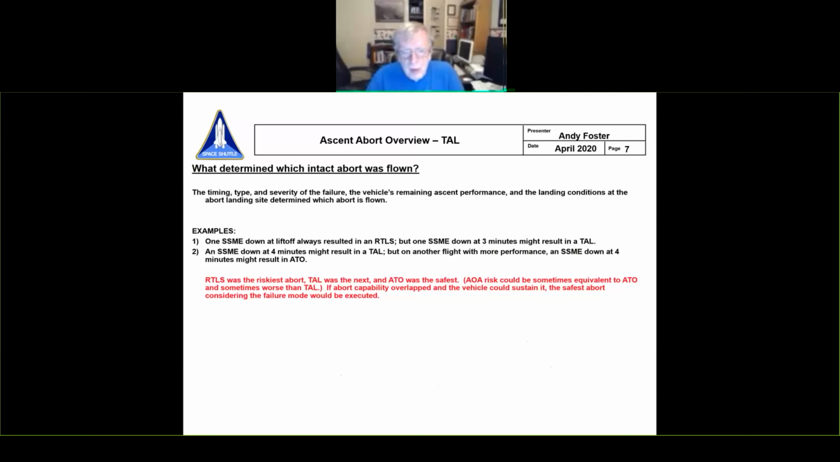If you had abort capability overlap, and if you looked at that first graphic that I showed you, what you would have seen, if you look close, is that the RTLS and TAL lines actually overlap. For most missions, there was an overlap. In other words, I could do RTLS out to the first 4 minutes. I picked up TAL at 2 minutes and 15 seconds. Then from there to the 4-minute boundary, I had RTLS TAL overlap. There's usually also TAL and ATO overlap.